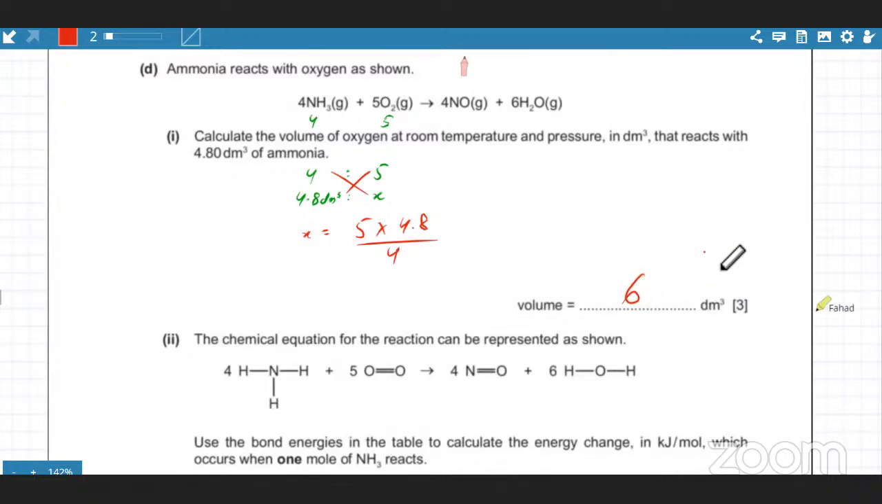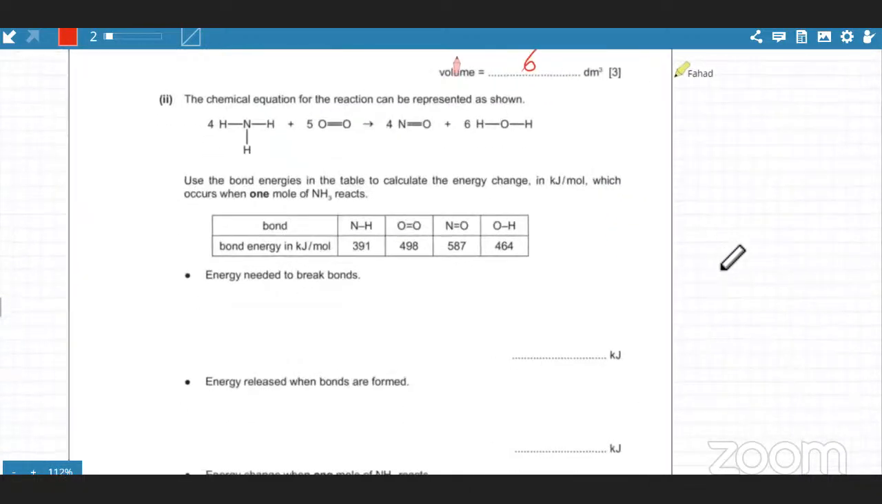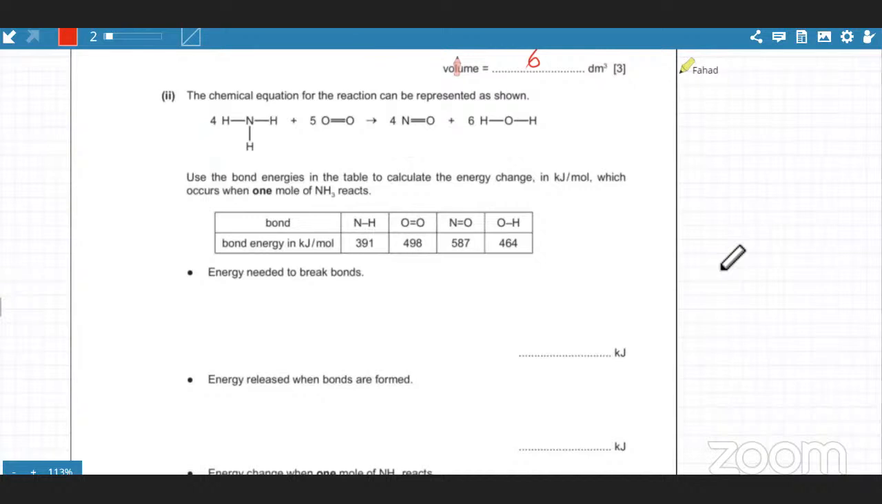The next part is: the chemical equation for the reaction can be represented as shown. So there's a reaction that's happening. Use the bond energies in the table to calculate the energy change which occurs when 1 mole of NH3 reacts. Now he's talking about 1 mole of NH3, but you have a lot of NH3s reacting, right? So, again, this is a slightly difficult question.